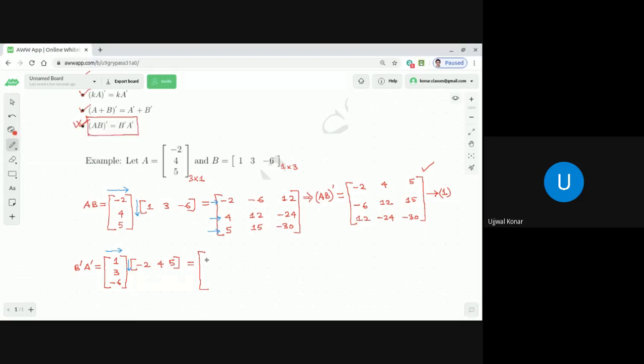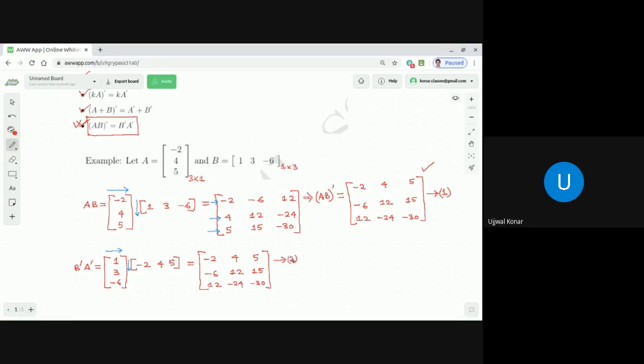It becomes 1 into -2, that is -2. 1 into 4 is 4, and 1 into 5 is 5. You see, what we said about the first row of (AB) transpose, that it becomes the first row of B transpose A transpose, means we are on the right track. Second one is 3 into -2 is -6. 3 into 4 is 12, and 3 into 5 is 15. Then -6 into -2 is 12, and -6 into 4 is -24, and -6 into 5 is -30. So we give this as equation 2.